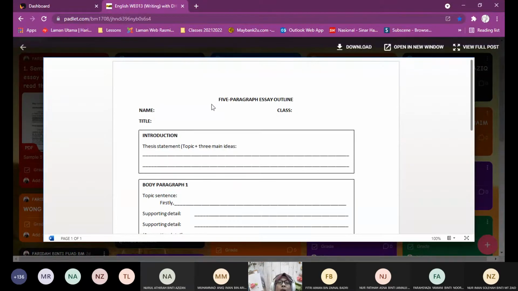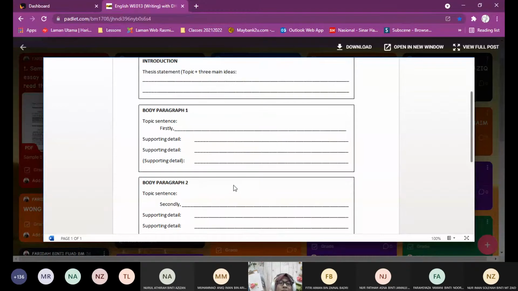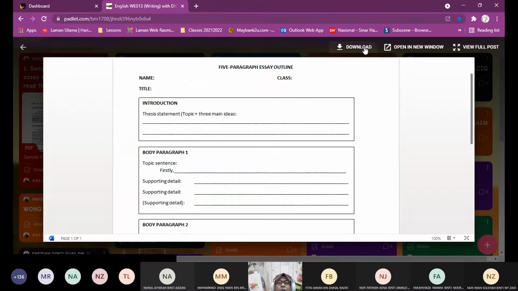Okay, so here you have to fill in this outline just like the sample that I've shown you just now. So your name, what is the title? And then class. You download it here. Then introduction, just the thesis statement, the topic plus the 3 main ideas. Then you have to choose your topic. This is an individual task, students. This is not a group project yet, because I will check your outline. You understand or not?